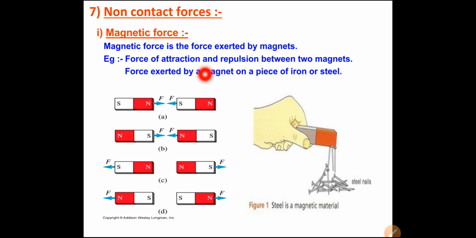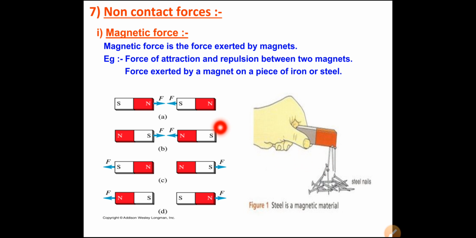Non-contact force. Here you see the magnet, and here the iron or steel nails are there. If we hold the magnet above the nails, there is a gap here, but because of the magnetic force, when the magnet exerts a force on the nail, this nail gets attracted towards the magnet. So the magnetic force is the force exerted by a magnet.